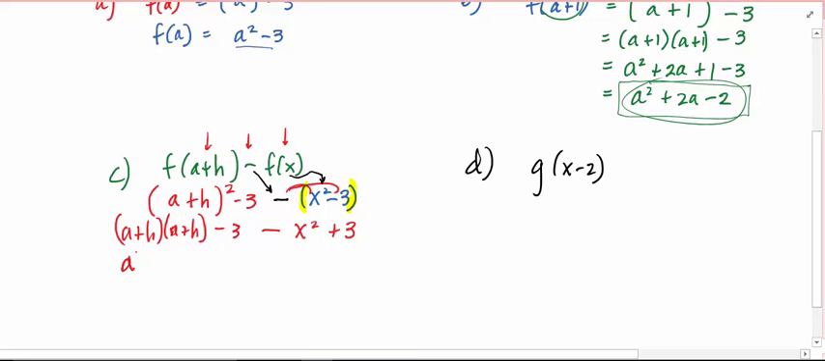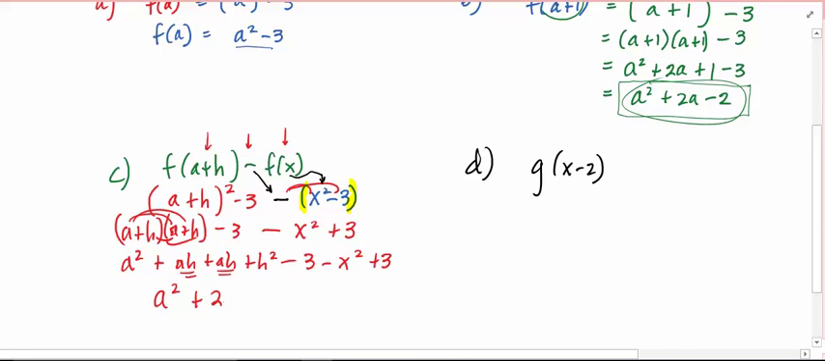So let's go ahead and get this. We have a squared. I'm going to go ahead and show all the steps on this one. Firsts, outers, a h, inners, a h, lasts, h squared. Minus 3 minus x squared. I'm just copying at this point. I do have some like terms, so I'm going to combine the like terms. So I have 2ah there.